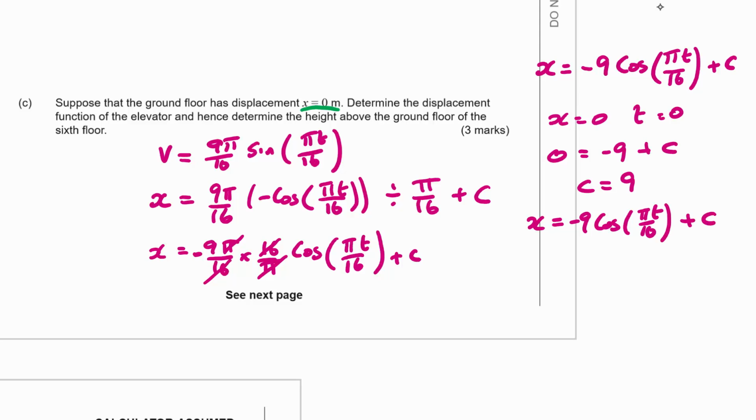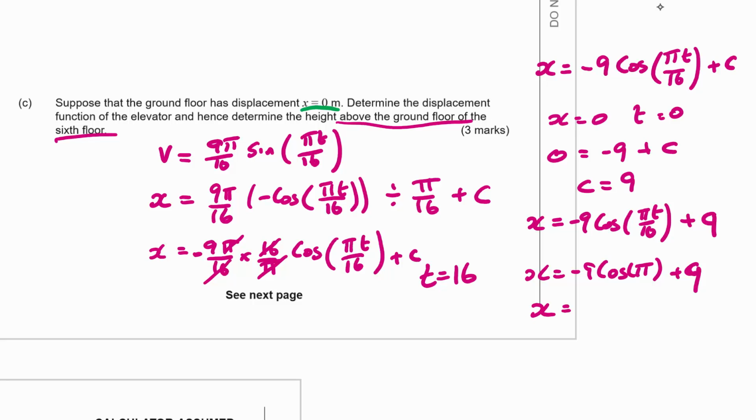So we want the height above the ground floor of the 6th floor, and we know from the beginning of the question that that happens when t is 16. So x is going to be negative 9 cos pi plus c. Cos pi is negative 1. Sorry, the c, of course, was 9. And so that is going to be 9 plus 9 is 18 meters.